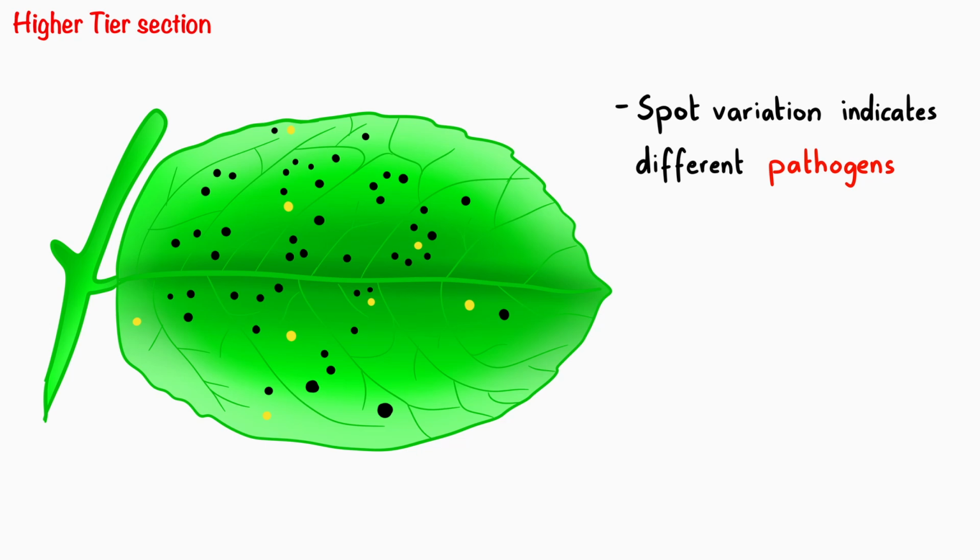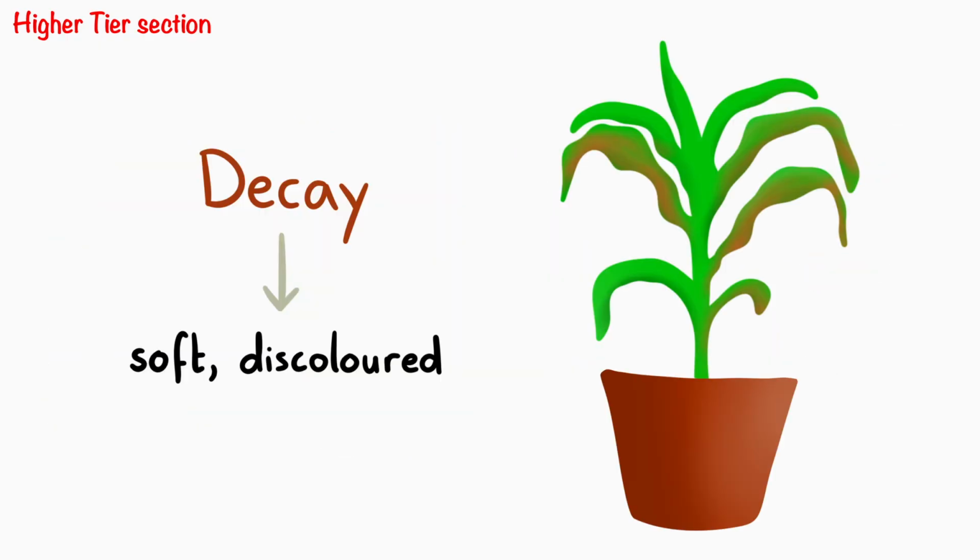Spots on the leaves are another telltale sign of many plant diseases. These spots may vary in color, size, and pattern depending on the specific pathogen. For example, fungal infections often cause distinctive dark spots on leaves. Some plant diseases cause patches of decay or rot on leaves, stems, or fruits. These areas may appear soft, discolored, or water soaked.